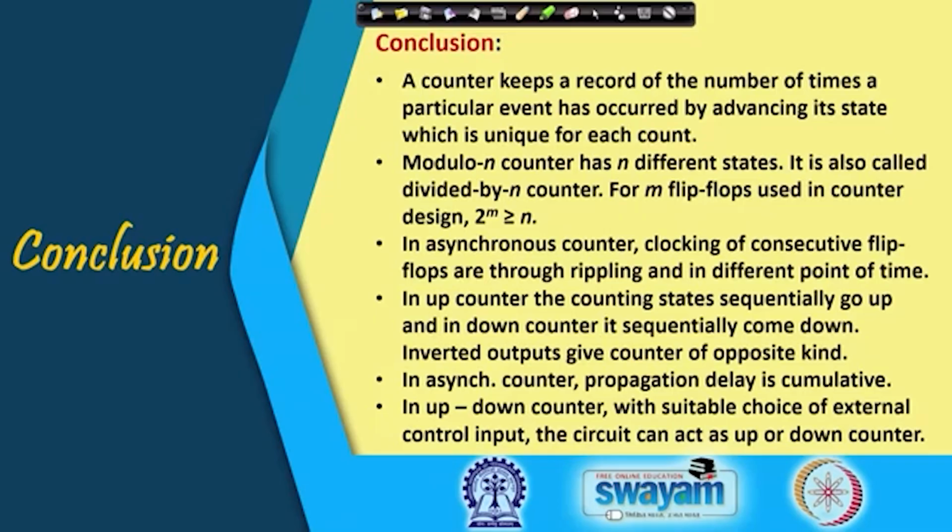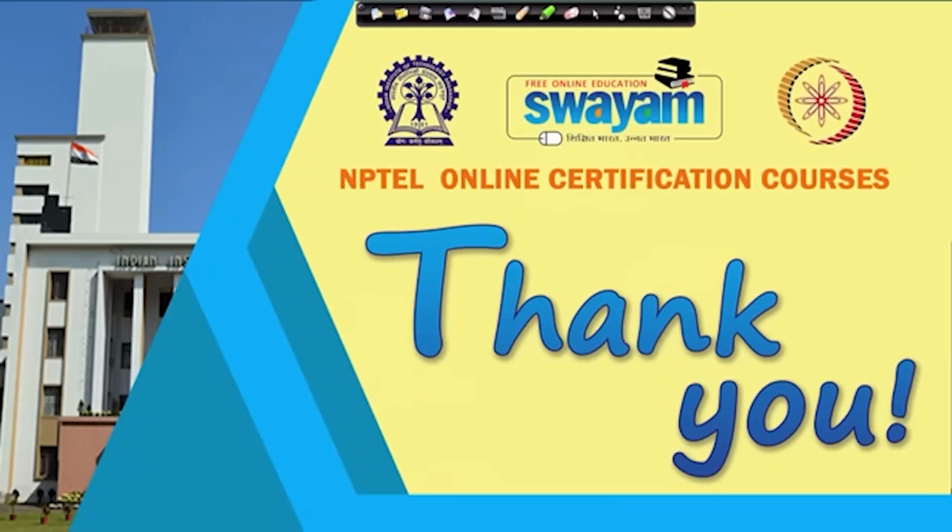And in an asynchronous counter, the important thing is that the propagation delay is cumulative, and when this cumulative delay is of the order of the clock time period, a count can get missed, and it can also give glitches, where in-between values may come up, which can cause problems. And an up down counter can be made, where the same circuit can give both up count as well as down count by suitable choice of control input. Thank you.